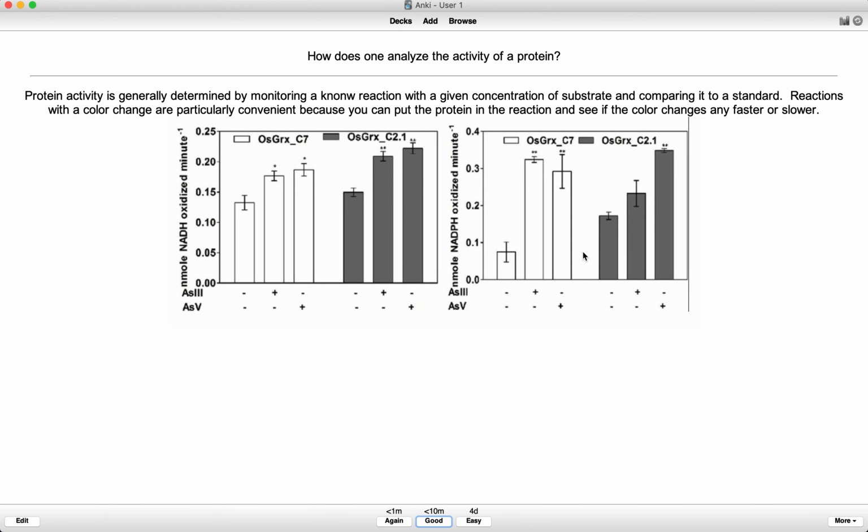Activity, no idea. Monitoring a known reaction with a given concentration, so comparing it to a standard.